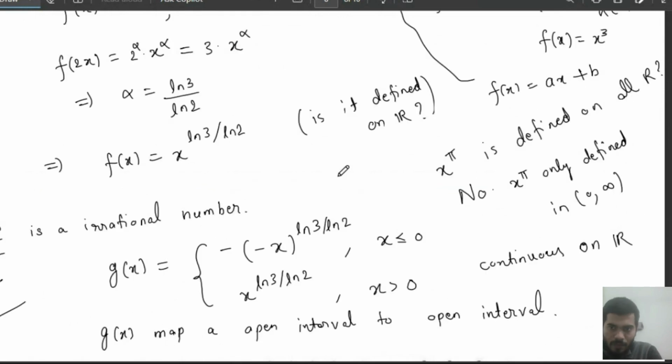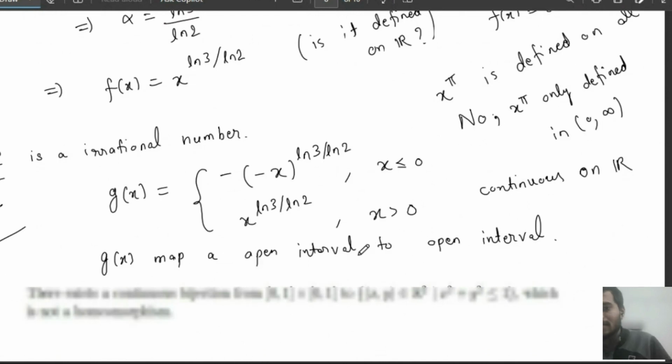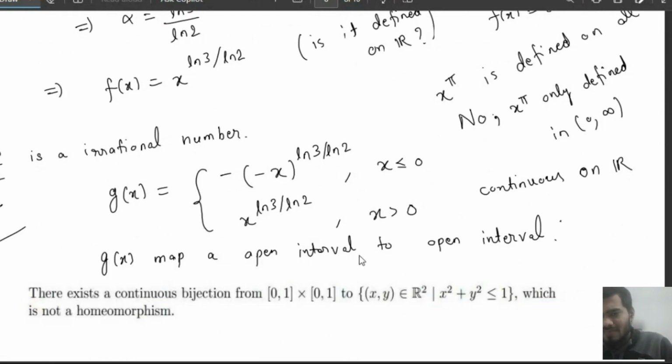And from now onwards, you should not say that x raised to pi is defined on all of R. If you see the definition of x raised to pi, because pi is not a natural or rational number, there are different definitions, but most times we define x raised to pi as the limit as n tends to infinity of x raised to r_n, where r_n is a sequence which tends to pi. This is how x raised to pi is defined.